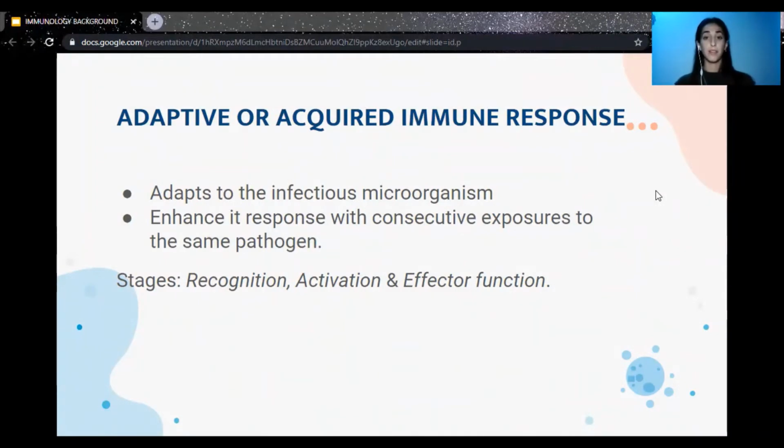It has three main stages, which are recognition, activation, and effector function. It appears with a delay, almost 3 to 7 days. But the property that this type of immune response has is that it acts specifically against the type of microbe or against the pathogen that is infecting at the moment.